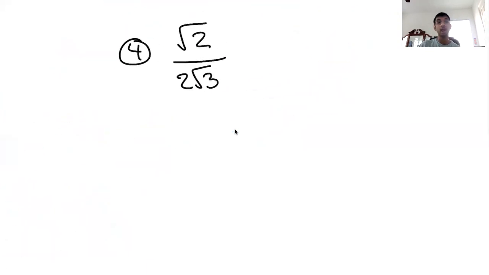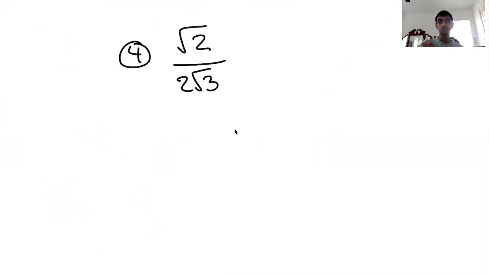Number 4, we have radical 2 divided by 2 radical 3. Okay, so remember the rule I told you guys where, in your final answer, you cannot have a radical in the bottom of a fraction. So we're going to use that rule now to help us. So to get rid of the radical 3 on the bottom, I'm going to multiply the bottom times 2 radical 3. And I'll multiply the top times 2 radical 3, because what you do to the bottom also has to be done to the top.